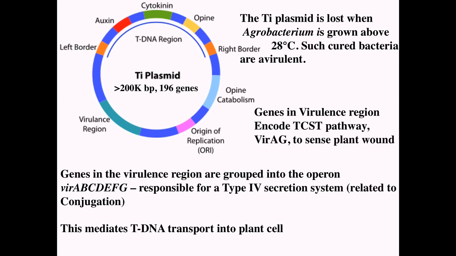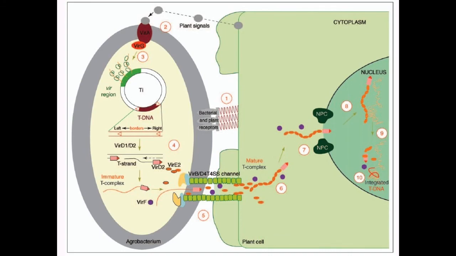The genes in this virulence region actually have all of the genes necessary for that type 4 secretion system, which is the same type of system that's used in conjugation. So this is just very similar to the F plasmid. And it's this type 4 secretion system that's going to pass over the DNA and proteins into the plant cell.